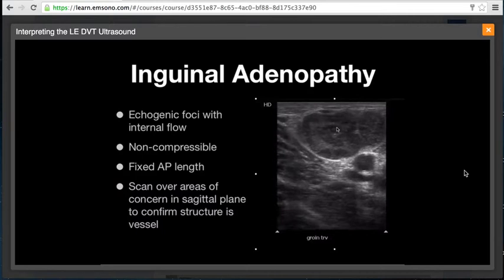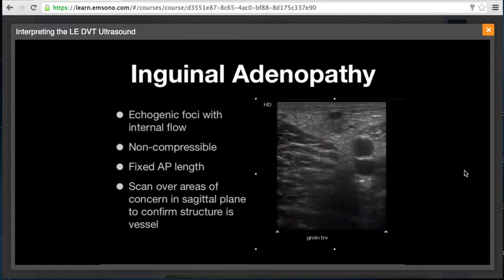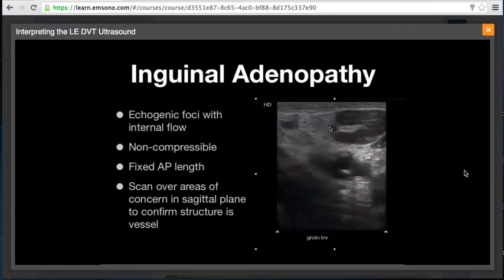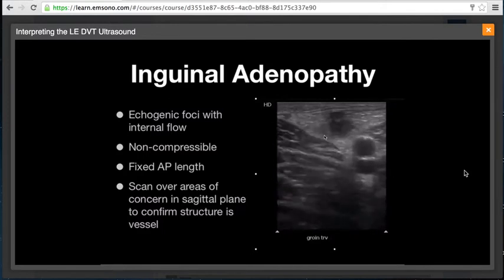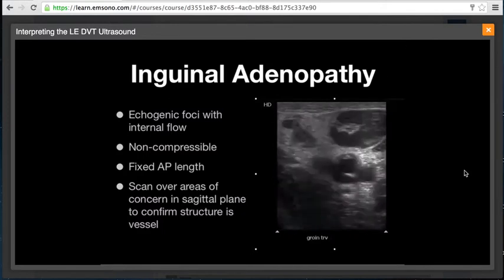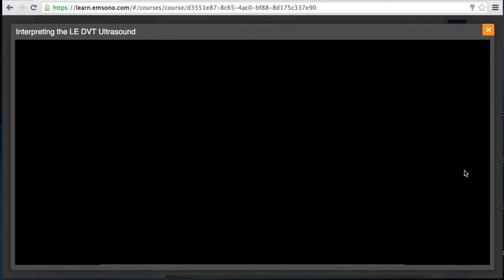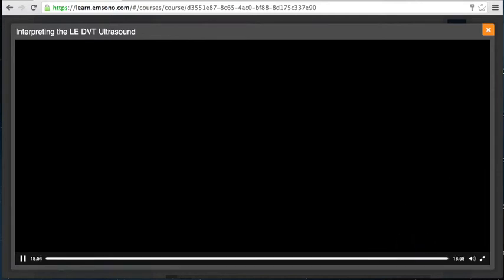Remember, an inguinal node won't be paired with an artery, and it's going to be of a fixed AP length. And that's what you notice here. Here are the vessels down here, but here's a patient with multiple enlarged inguinal nodes. So just be careful of that. This concludes the sonographic findings of a DVT video.